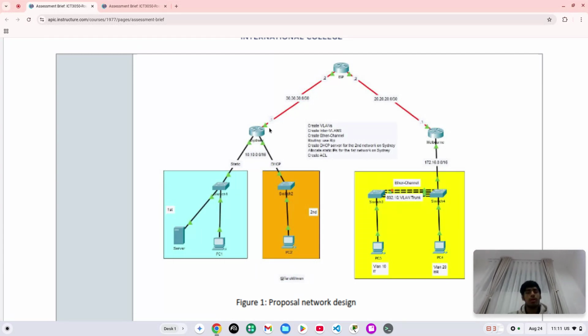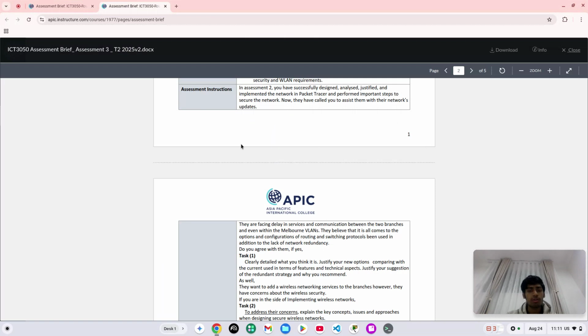So initially it was working, but now the company is saying that there is latency in the communication between the network, and there is also delay between the communication within the Melbourne VLANs. This is because of the routing and switching protocols they use, and because of lack of redundancy as well.